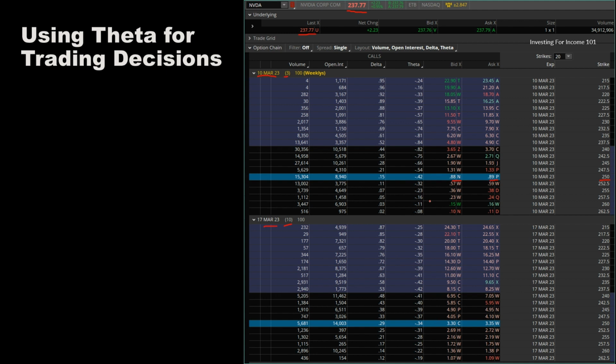So I looked at the theta for the option that expires in 3 days, and that's 42 cents. And I looked at theta for the option that expires in 10 days, and it's 34 cents. So the time decay of the option expiring in 3 days is faster than the time decay of the option expiring in 10 days. So just based on this information, it's clear to me that I'm better off holding this option and waiting a few more days before rolling to the next week.